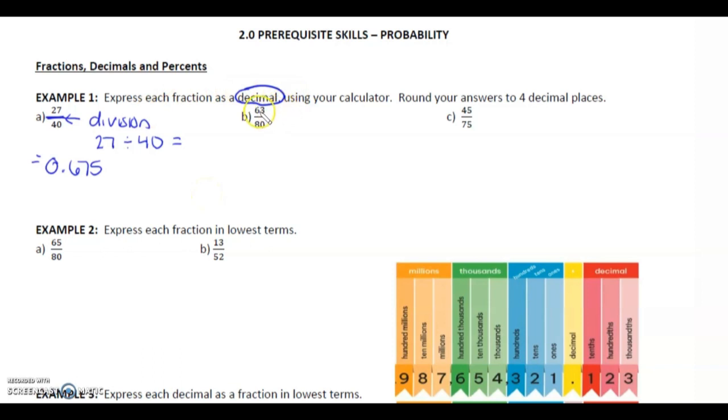Okay, so now I'm going to do 63 divided by 80. So again, this is division. So we're going to go 63, hit the division sign on your calculator, 80, then hit the equal sign. Okay, and you're going to get 0.7875. Okay, and 45 divided by 75, you're going to get 0.6, and that's going to stop there.